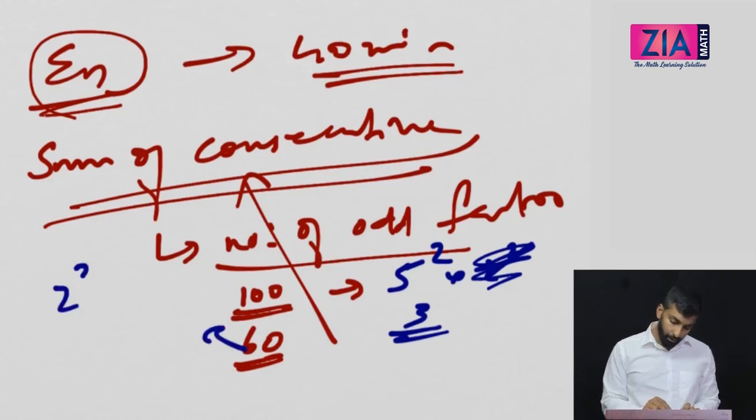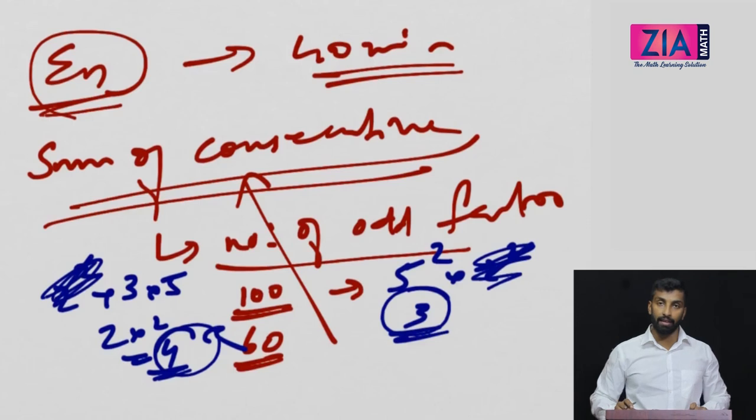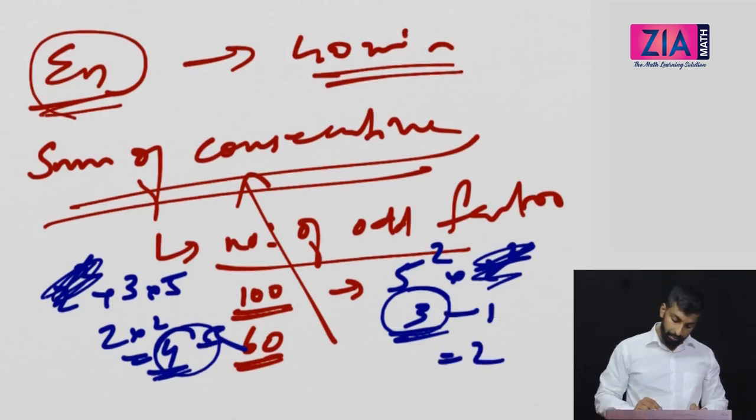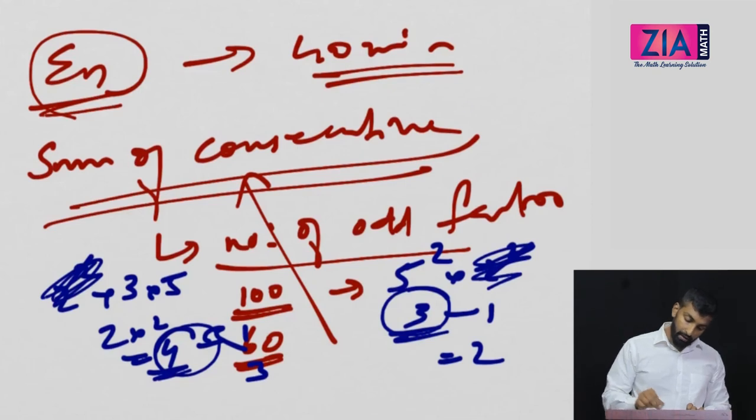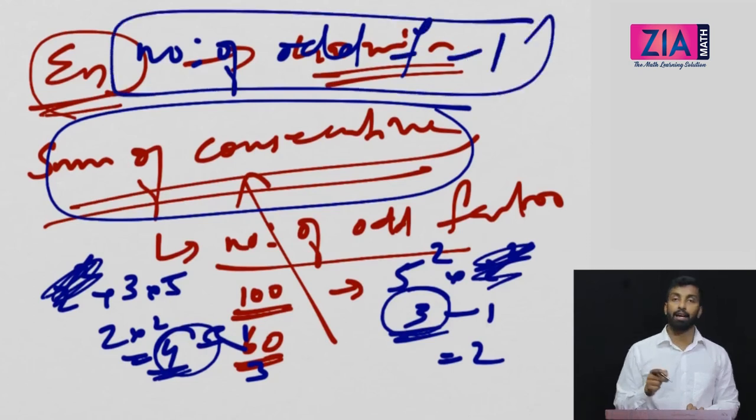60 is 2 square into 3 into 5. How many odd factors are there? You avoid 2. 2 into 2, which is equal to 4. So 60 can be written in 4 ways. 100 can be written in 3 ways. Out of that, 100 itself is 1 way, so subtract it. You get 2. You subtract it. You get 3. So actually, the number of ways you can write is the number of odd factors minus 1. That many ways you can write a number as a sum of consecutive natural numbers.